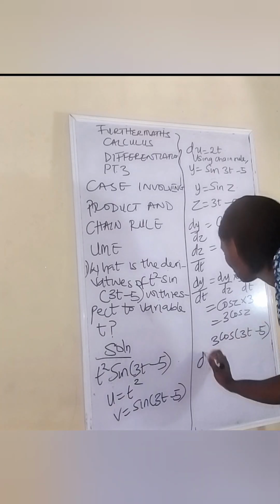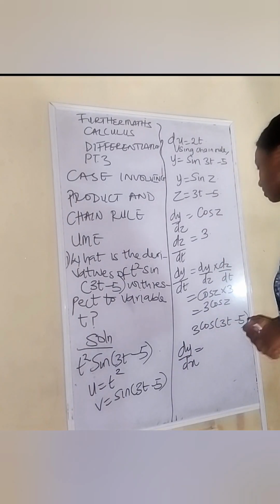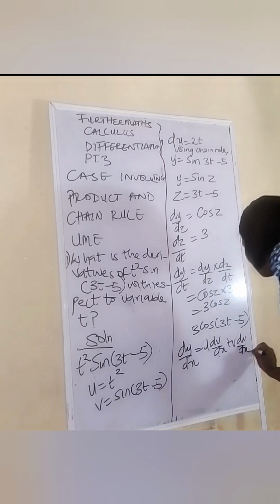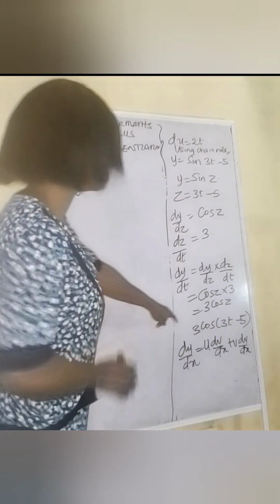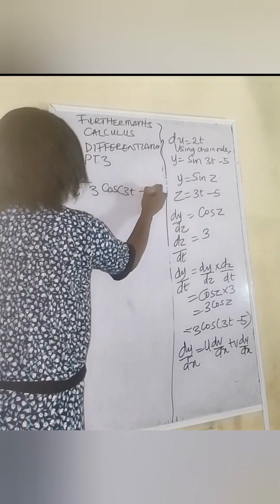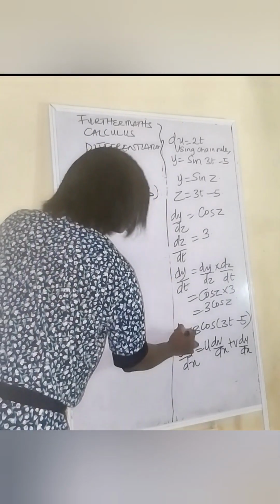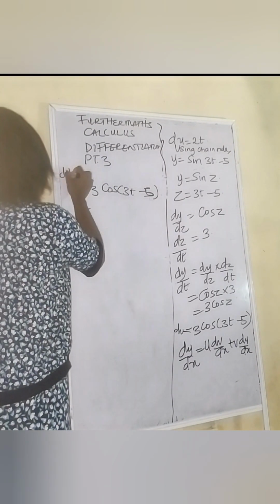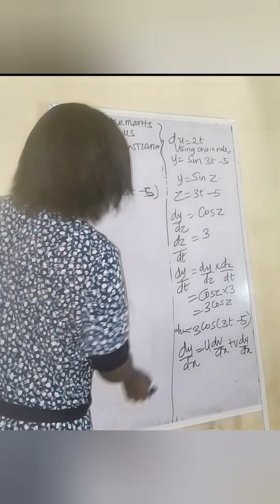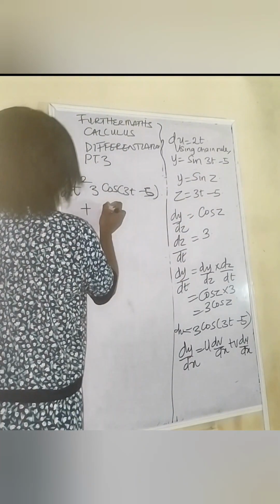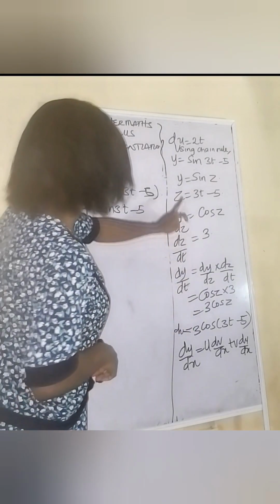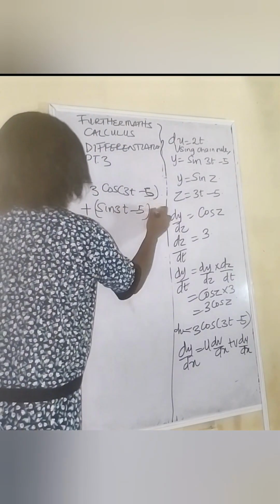So now it will be dy dx equals, using product rule, u dv dx plus v du dx. So u is t squared. What is our dv? This is our dv, 3 cos 3t minus 5. You understand? Plus, this is u. What is our v now? Our v is sine 3t minus 5. So what is our du now? Our du is 2t. I'm so sure you understand.